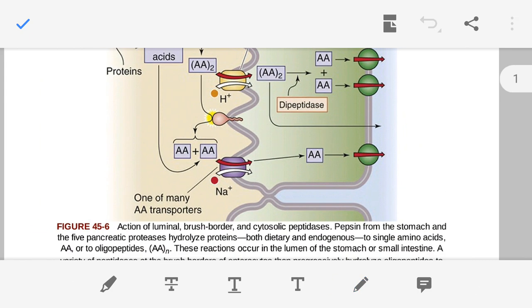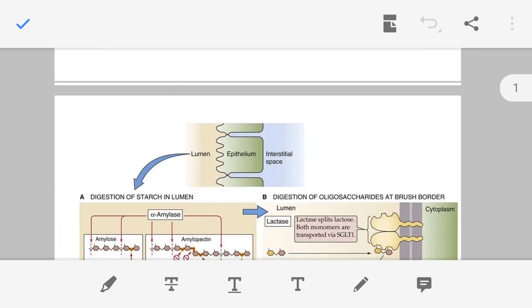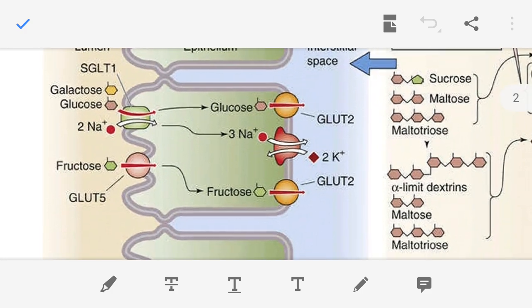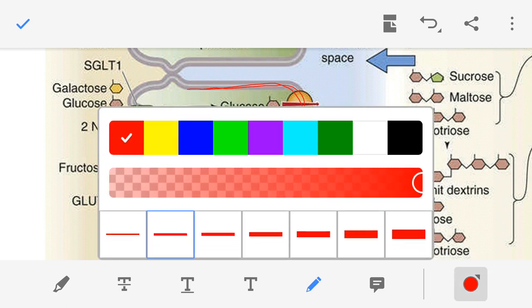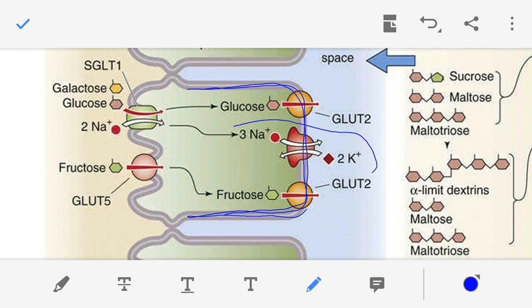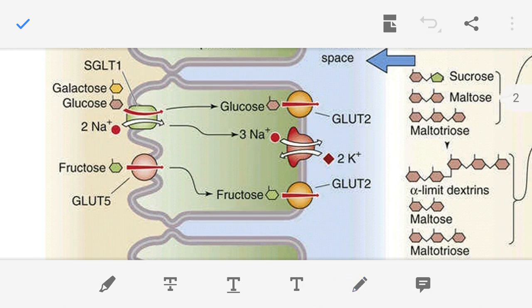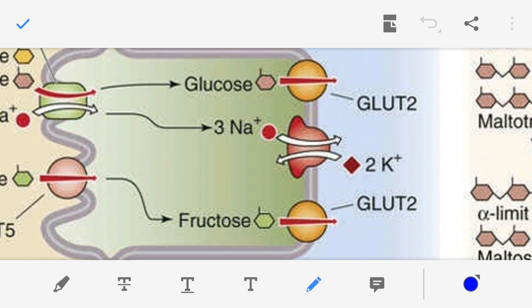Now what is the mechanism, how is this process taking place? So here, this is the same cell, and this one is the basolateral membrane. In this membrane there is a sodium potassium pump present. Now what is this pump doing? This pump is pumping sodium out. So sodium ions, Na plus, are leaving the cytoplasm of the enterocyte and entering into the interstitial space.